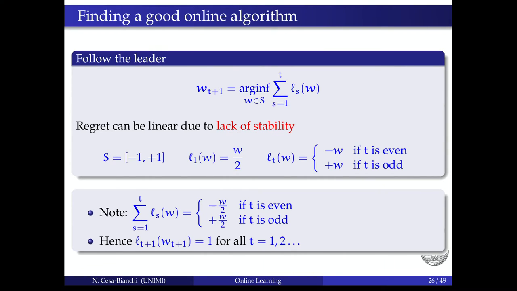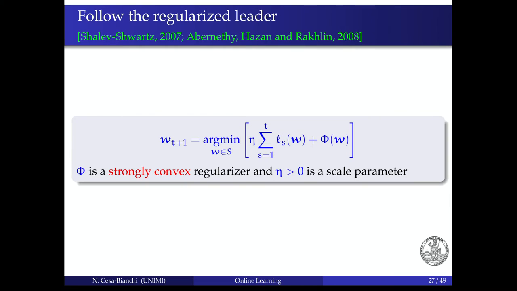So the predictor will keep on flipping between one extremum and the other extremum of the interval, and we always incur unit loss on all time steps. So, right, this is not working. We need something. And if we say that the problem here is the lack of stability, perhaps the right thing to do is to regularize the problem.